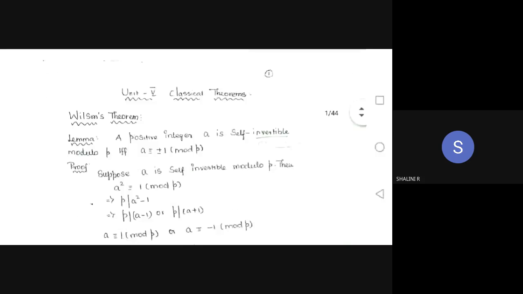At the beginning of Unit 5 we saw Wilson's theorem. The statement of Wilson's theorem is: if p is a prime, then (p minus 1) factorial is congruent to minus 1 mod p.